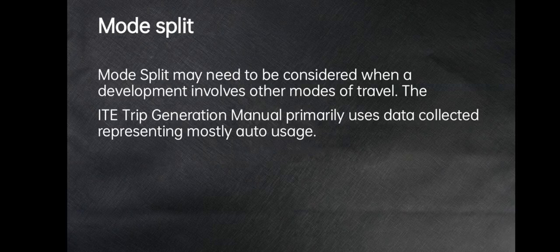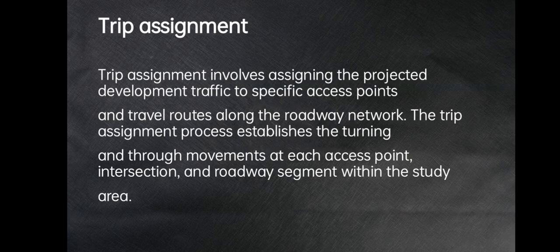Mode split. Mode split may not need to be considered when a development involves other modes of travel. The ITE trip generation manual primarily uses data collected representing mostly auto usage. Trip assignment. Trip assignment involves assigning a projected development traffic to specific access points and travel routes along the roadway network. The trip assignment process establishes the turning and route movement at each access point, intersection, and roadway segment within the study area.